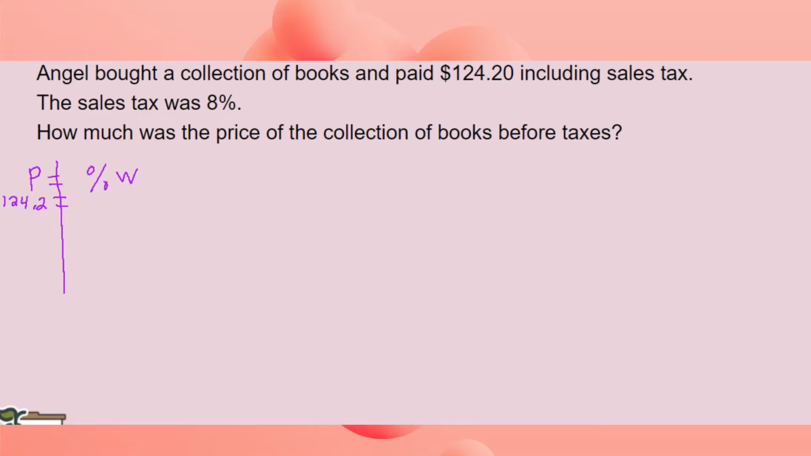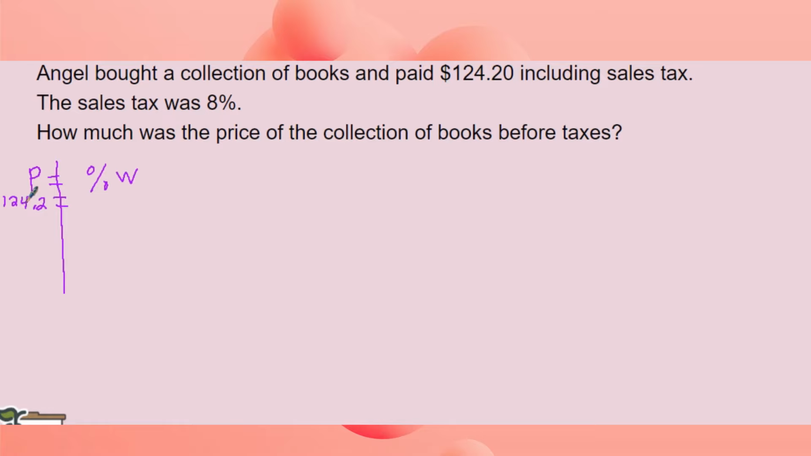Even though the $124.20 is the part and the whole combined, we're still going to use that as our part because it's not the original amount. So that will be considered our part. Now what we have to do is figure out the percentage form of that $124.20. And what we can think of is when you add sales tax to something, you're not only paying the original price, you're paying an additional amount.